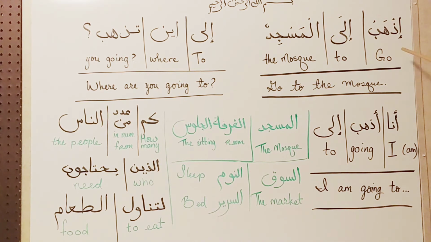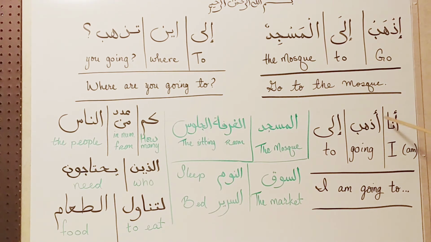Back to the top. اذهب إلى المسجد. Go to the mosque. You might tell your boys, go to the mosque. اذهب إلى المسجد. Or if they're leaving out and you didn't expect them to go to the mosque, or you don't know where they're going, you ask, إلى أين تذهب? To where are you going to? إلى أين تذهب? To where are you going?